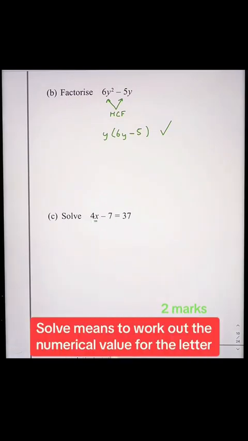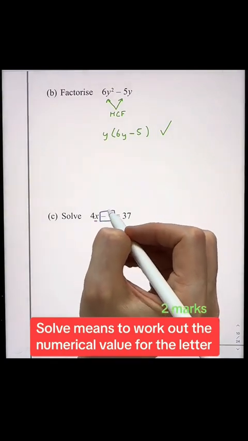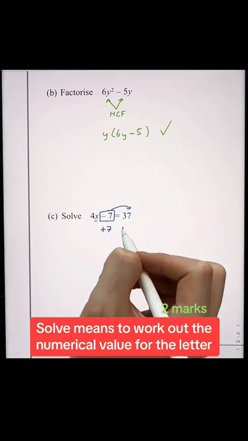Solve means to work out the numerical value for the letter. In this case, I'm working out the value of x. My first step is to eliminate any of the terms on the same side as the letter I want by doing the opposite. Hence, the negative 7 to the right, by doing the opposite. The opposite of minus 7, therefore, is to add 7 to both sides.